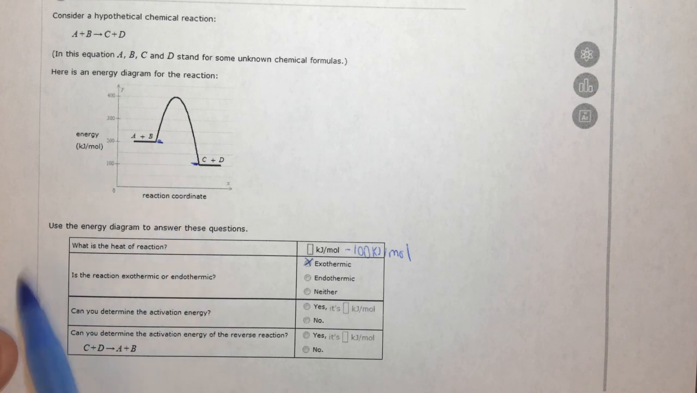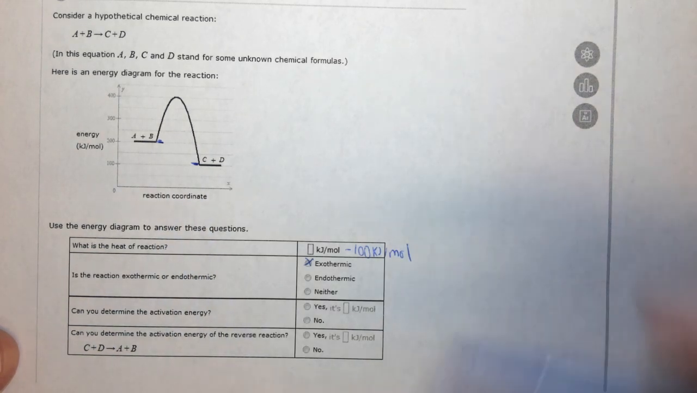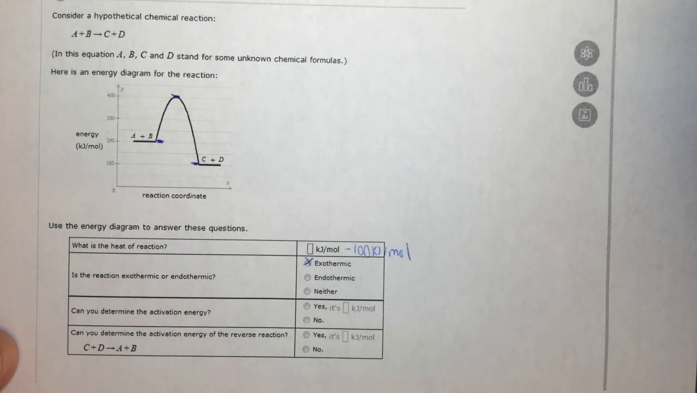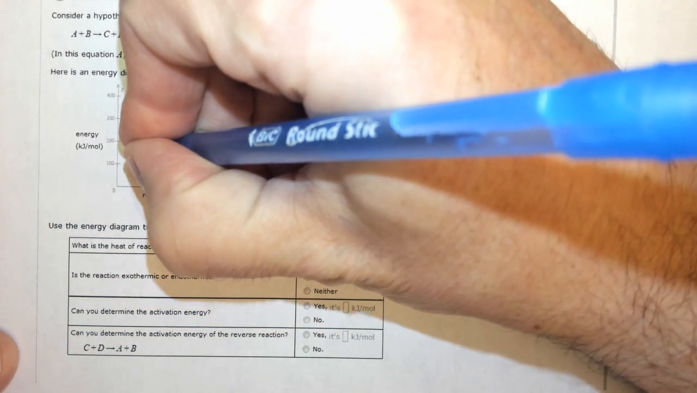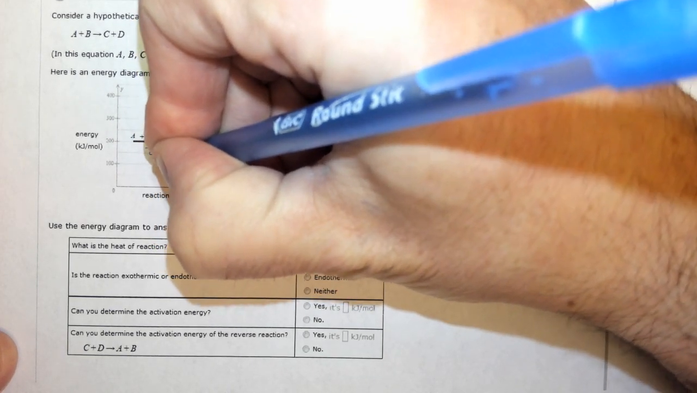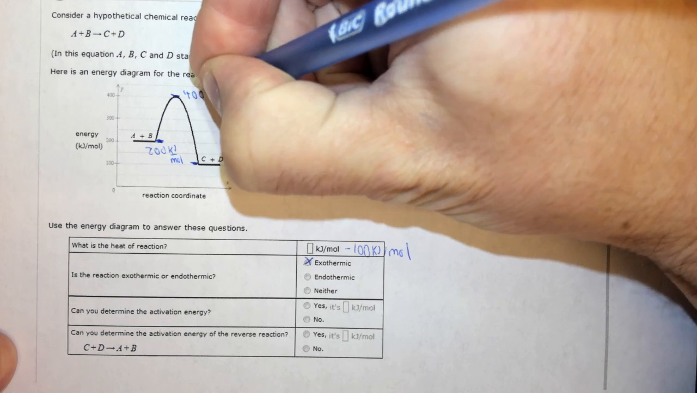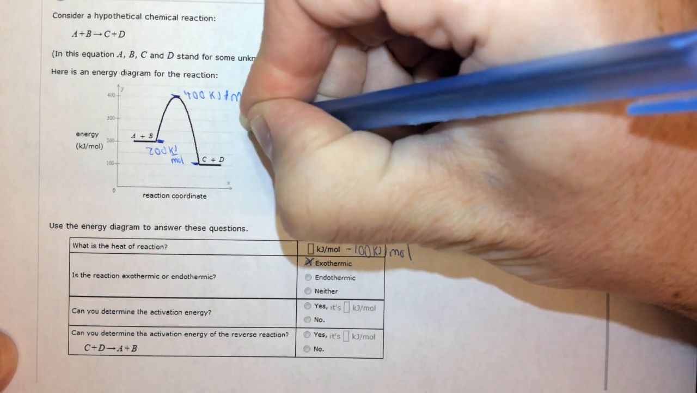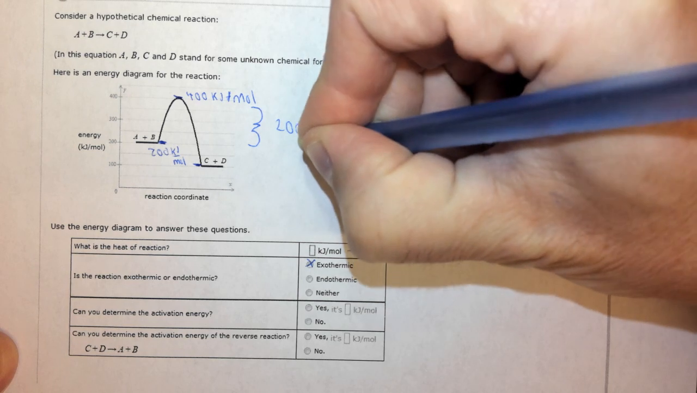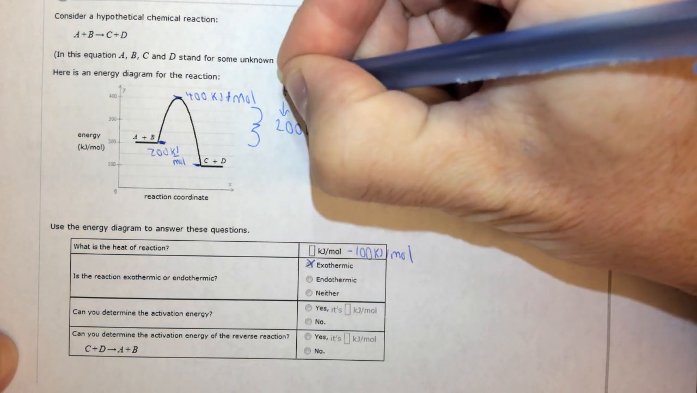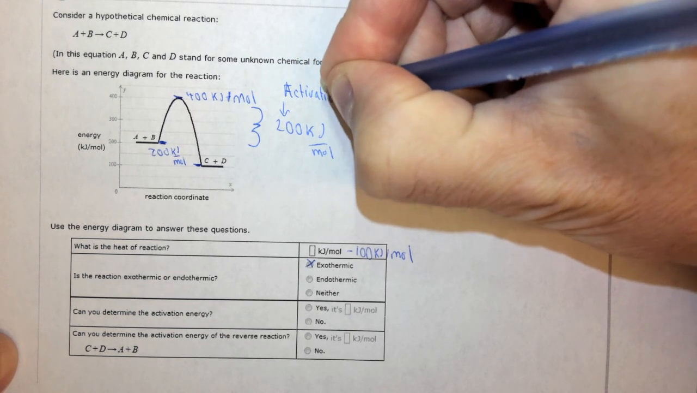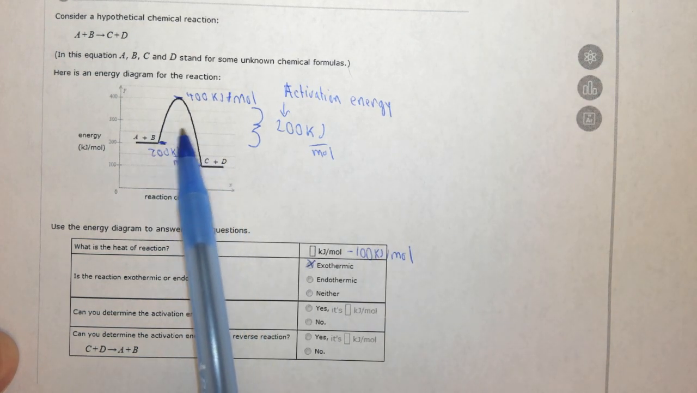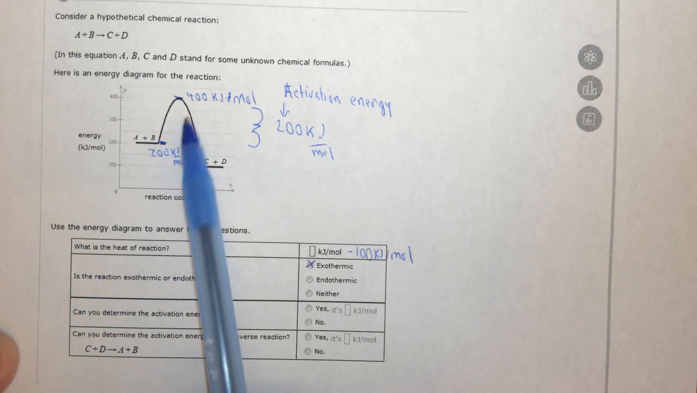Yes. Reaction coordinate diagrams like this one allow us to determine the activation energy. The activation energy is the difference in energy from A and B to the transition state up here at the highest point of the peak. So this is 200 kilojoules per mole, and this is 400 kilojoules per mole, which means we have to add the difference between these, which is 200 kilojoules per mole. This is the activation energy.